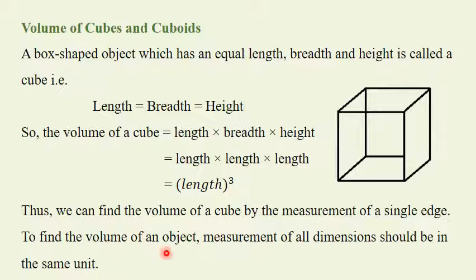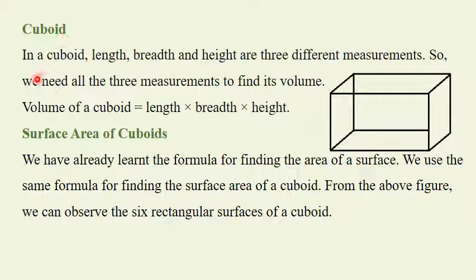To find the volume of an object, measurement of all dimensions should be in the same unit. This is a very important point, that whenever you are finding the volume of a cube or cuboid, just check that all the units should be equal. If they are not equal, make them equal and then do your further calculations. Okay, now cuboid. In a cuboid, length, breadth and height are 3 different measurements. So we need all the 3 dimensions to find the volume of a cuboid, that is equal to length into breadth into height. And now we are talking about the surface area of a cuboid.